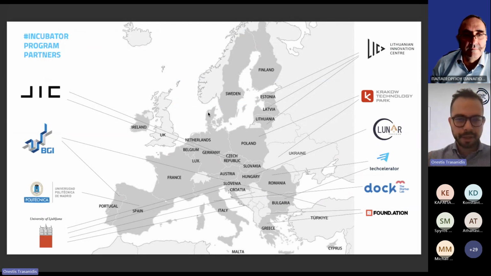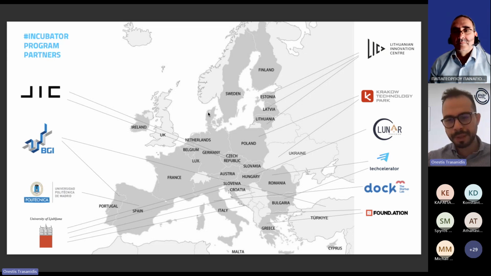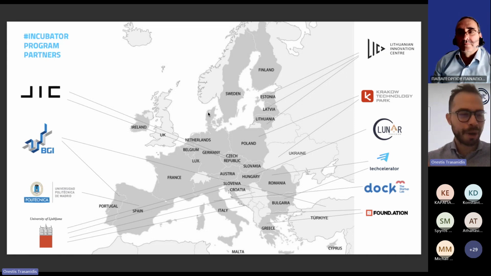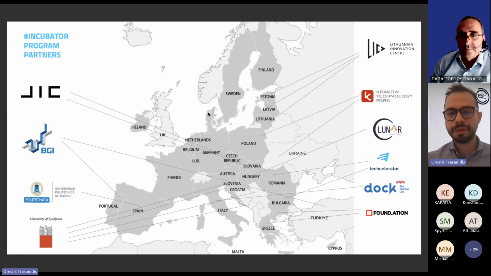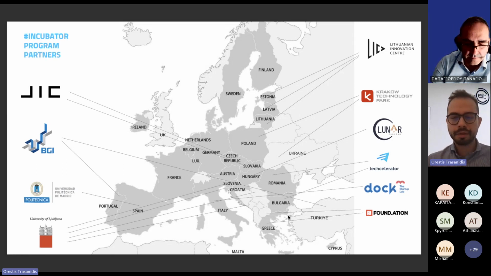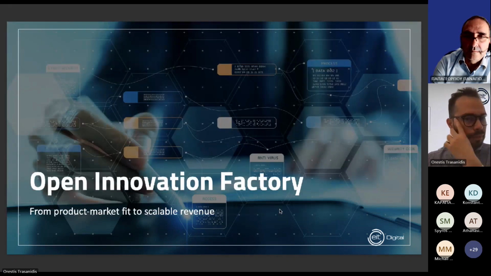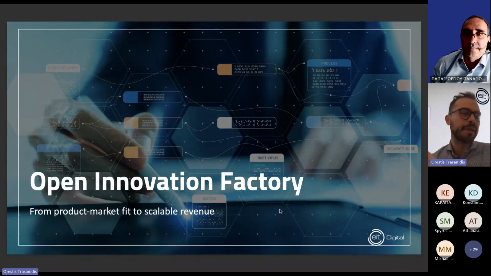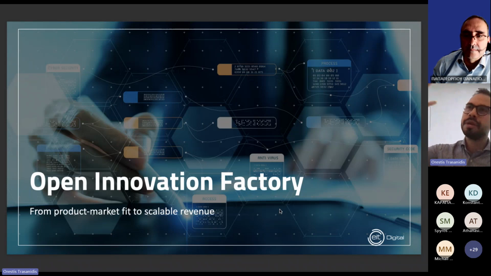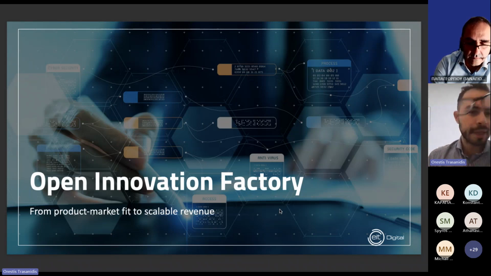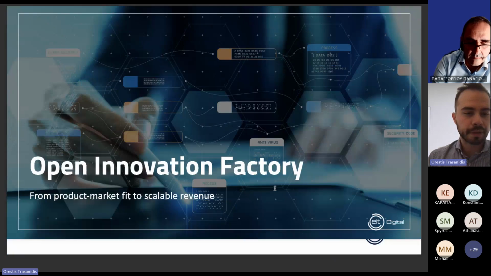How we provide these incubation programs, and maybe now you can better map our dear partner foundation. It's through our partners. So the foundation is supporting us by providing the incubation support in Greece, and also supports a couple of other countries: Bulgaria, Romania, I think Malta and Cyprus. But okay, we also have the seed level. So we had the students, the ideation, the very, very early stage, and we have the Open Innovation Factory.